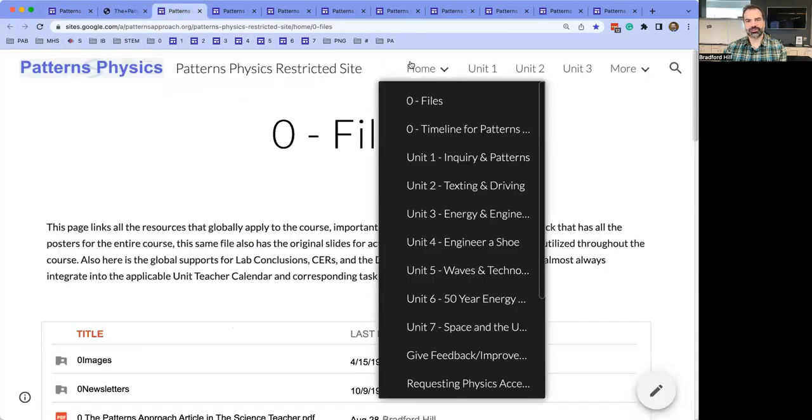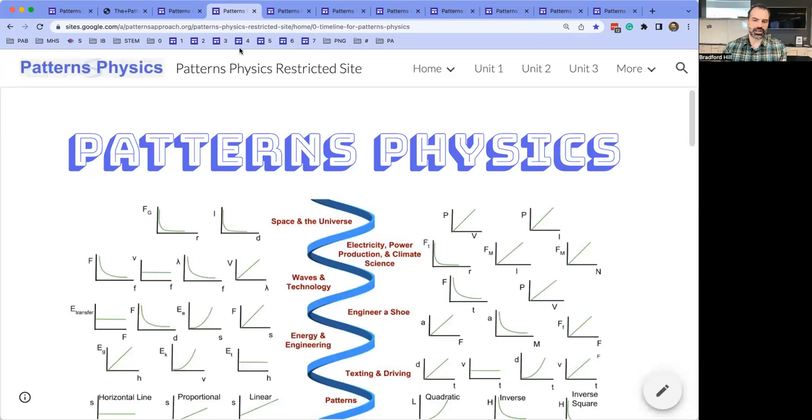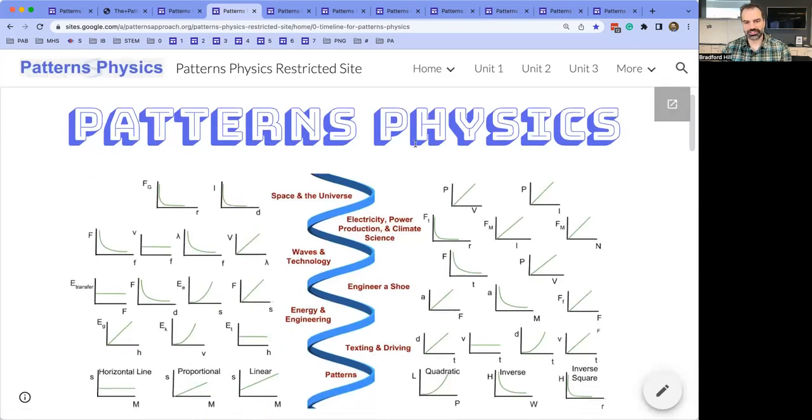I'm just going to go ahead. Zero files under home. You can find a lot of key information there. But let's move right on to, lots of times people want on a single page the overview of the whole course. So here we have it, Patterns Physics.